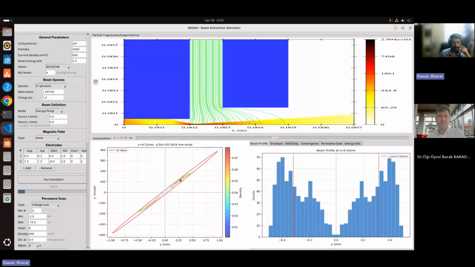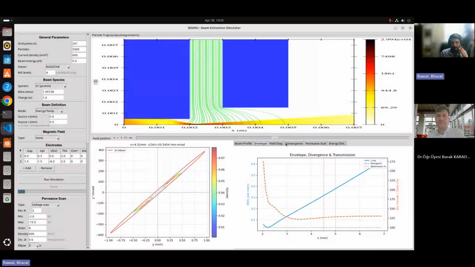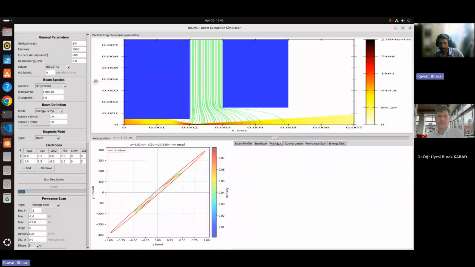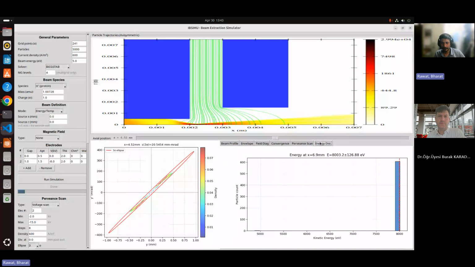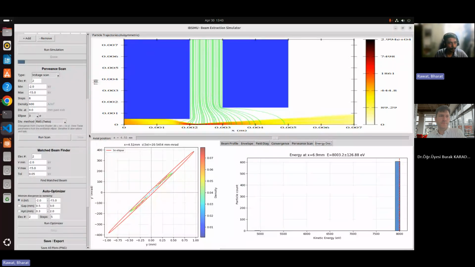So here you can see the emittance plot, and then this is the 3 sigma ellipse, which is used to calculate the beam divergence. And here is your beam profile, the radial profile exactly at the exit of the grid. Here you see the beam envelope as a function of x direction. So here x means the z direction in 3D. Here you have the electric field, here are the convergence plots, and here is the energy distribution because it's 8 kV, so everything is 8 kV. The perveance scan, which I wanted to show, is this one. So here you have two ways to do perveance scan, the voltage and the current scan.